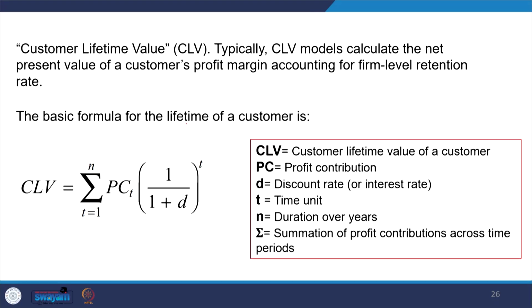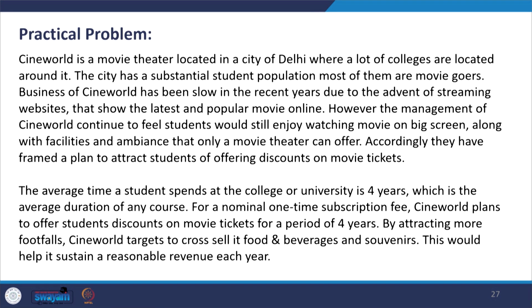So, the basic formula is: customer lifetime value is a summation of PC, which is profit contribution, multiplied by 1 divided by 1 plus D, where D is the discount or interest rate, to the power of T. T is the time unit, and T runs from 1 to N, where N is the duration over the years. Now, using this formula, let us take a small problem.